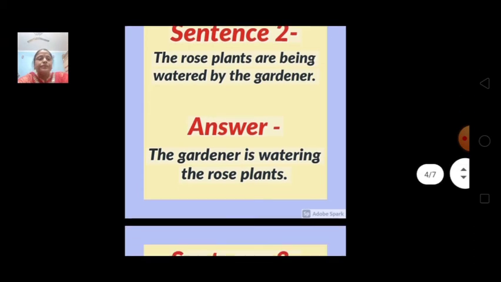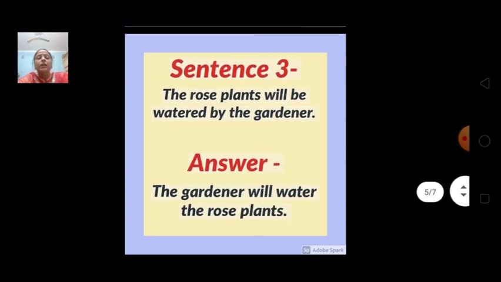Now the third example. The rose plants will be watered by the gardener. This passive voice sentence is in simple future tense. How can we identify this? With the help of the helping verb will be.